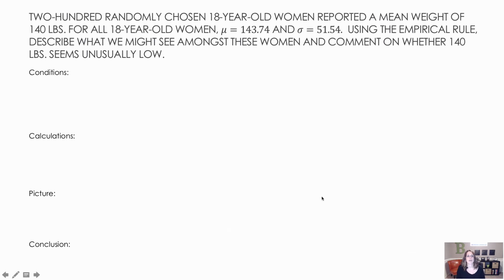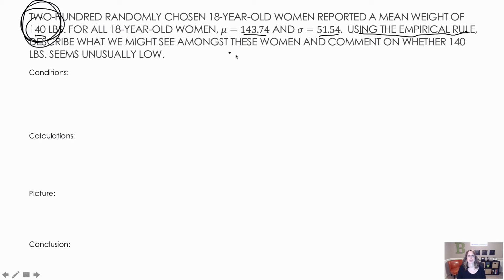And last one, I'm dealing with 200 randomly chosen 18-year-old women that have a mean weight of 140 pounds. For all 18-year-old women, we expect the mean to be 143.74 and the standard deviation to be 51.54. Again, this one's specific, using the empirical rule. So I know I'm using the empirical rule, and I know I'm doing it for means because this is obviously not a proportion question.